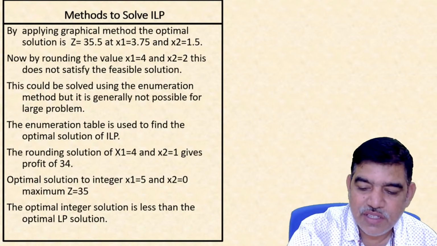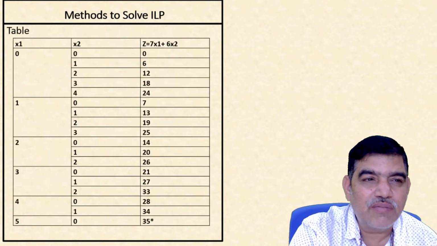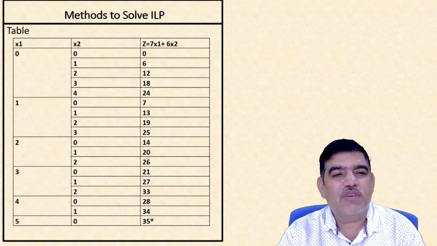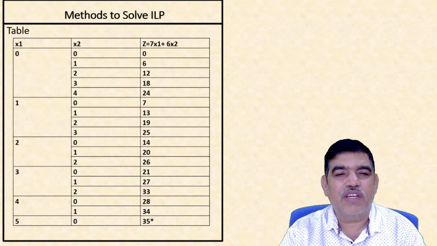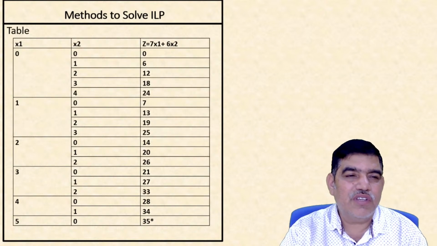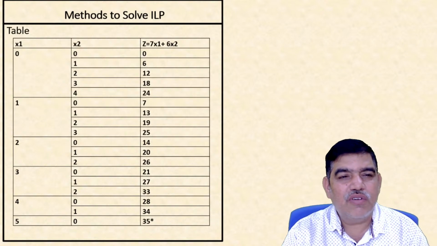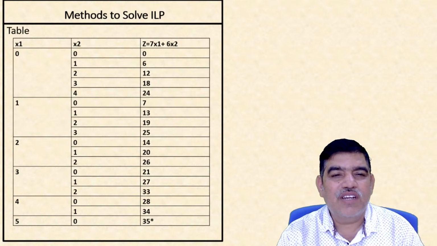So I am showing the table. I am taking some values of x1 and x2 and finding the z value that is mentioned in the table. In this table, the first column indicates x1, the second column indicates x2, and the third column is the objective function z equal to 7x1 plus 6x2. Suppose I take x1 equal to 0 and x2 becomes 0, 1, 2, 3, 4. So for 0, 0, z must be 0. For 0, 1, z is 6.